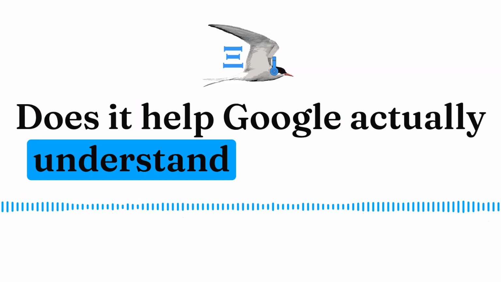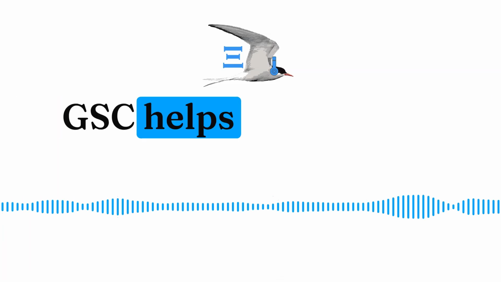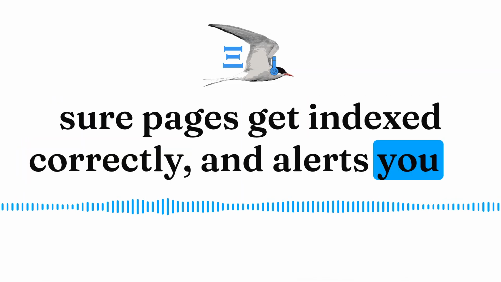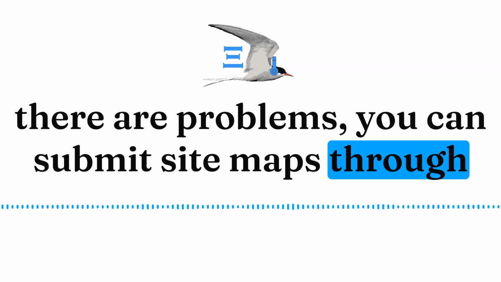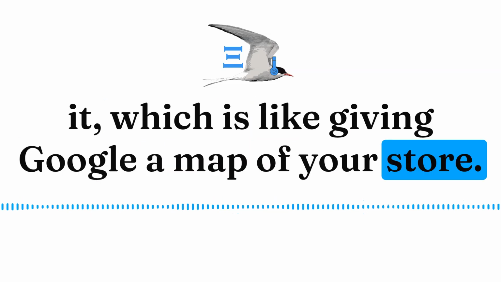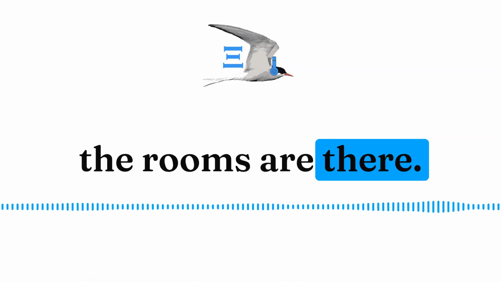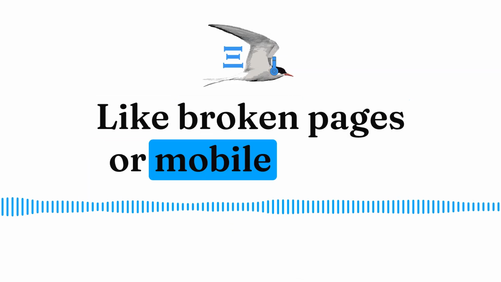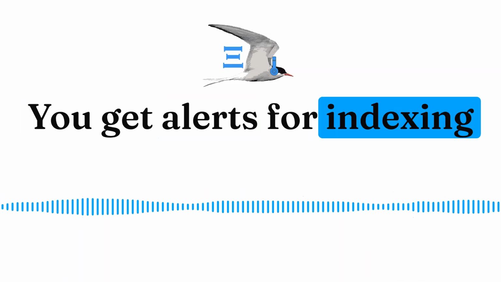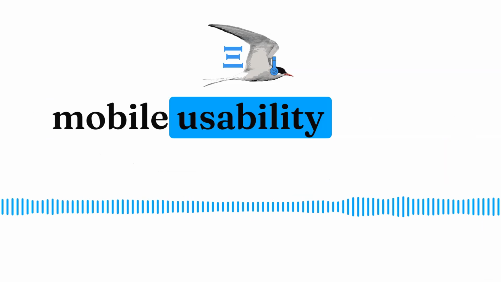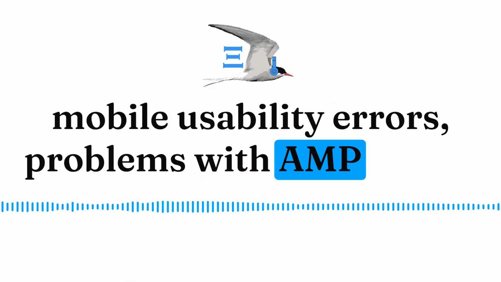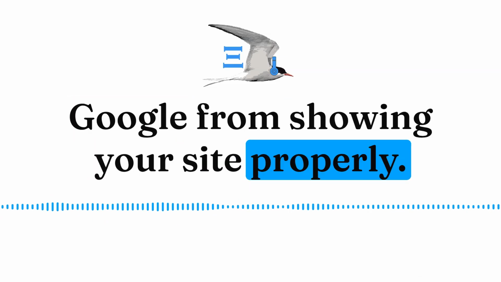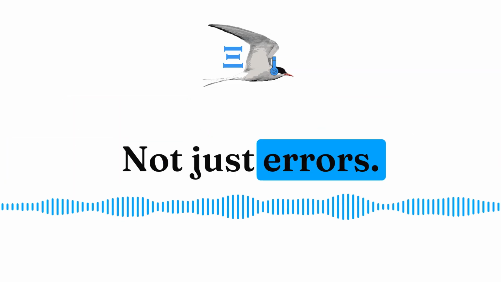Does it help Google actually understand your site too? Absolutely. GSC helps Google find and crawl your site, make sure pages get indexed correctly, and alerts you if there are problems. You can submit sitemaps through it, which is like giving Google a map of your store. Makes sense, like making sure Google knows all the rooms are there. Exactly. And it's also an early warning system for technical stuff. Like broken pages or mobile issues. Yep. You get alerts for indexing problems, spam issues, mobile usability errors, problems with AMP pages. It helps you troubleshoot anything that might stop Google from showing your site properly. And it gives you performance data too, right? Not just errors. Oh, yeah, big time.